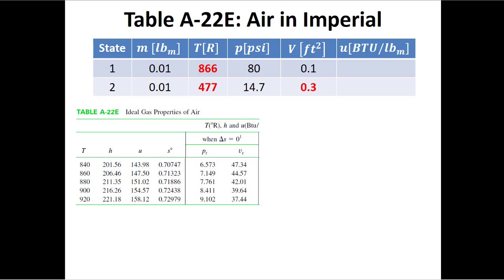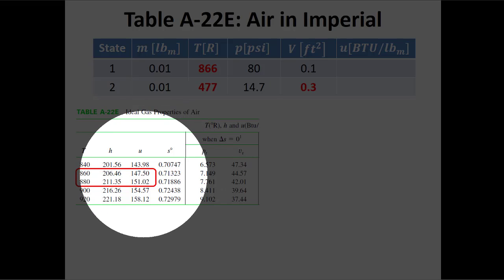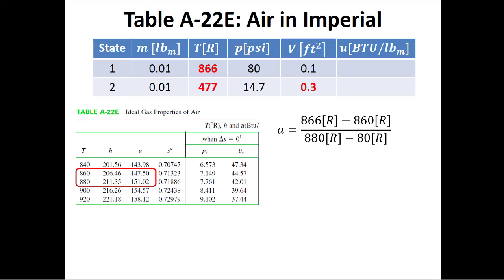So now I have 866, which is between 860 and 880. The nice thing about using ideal gases is that the only thing that I need is the temperature. Once I know the temperature, I can fix the state on table A22, or I can use CV times delta T. But in this case, we're using variable specific heats. Because my temperature is between 860 and 880, my specific internal energy is going to be between 147.5 and 151. So I need to interpolate.